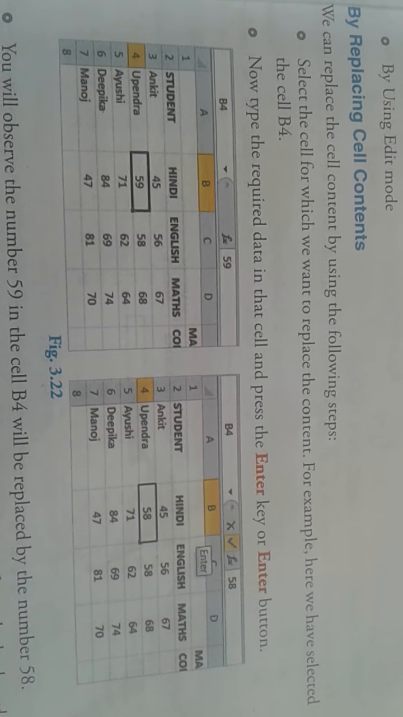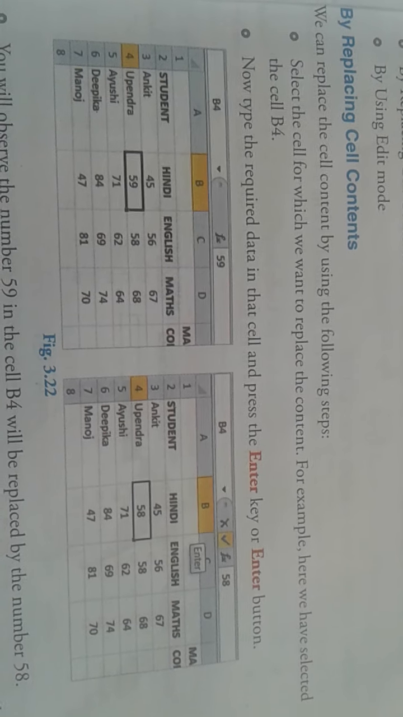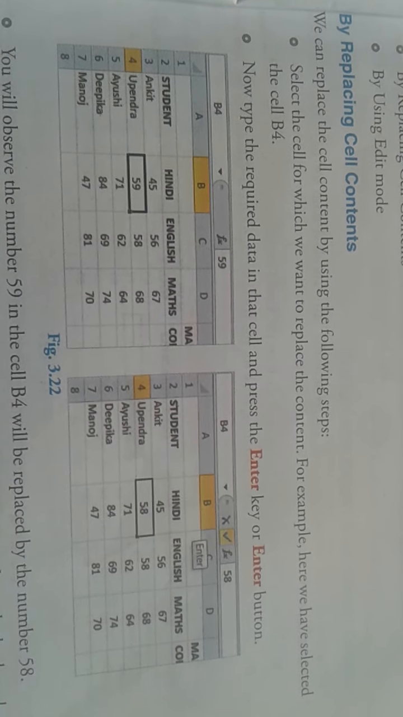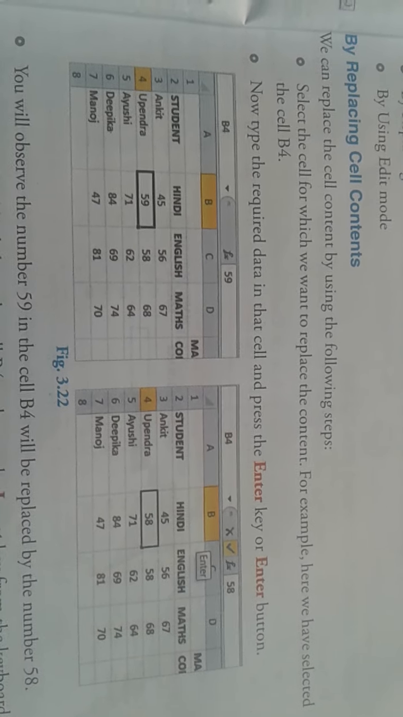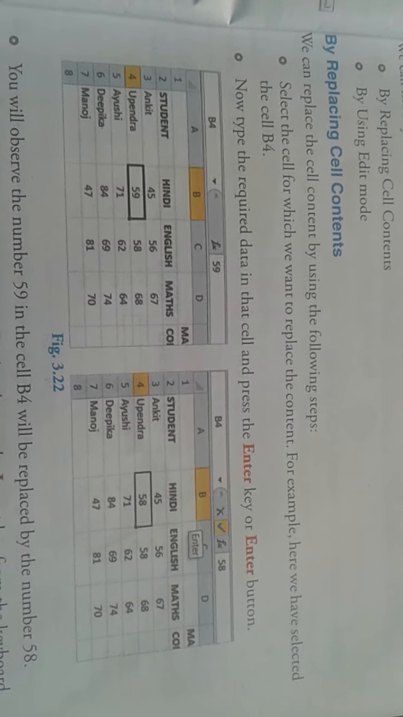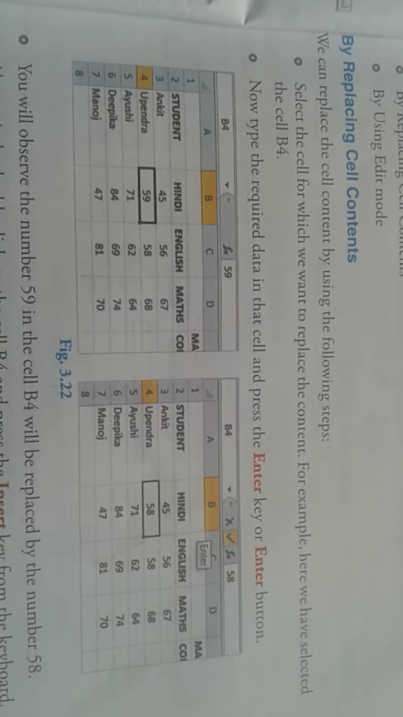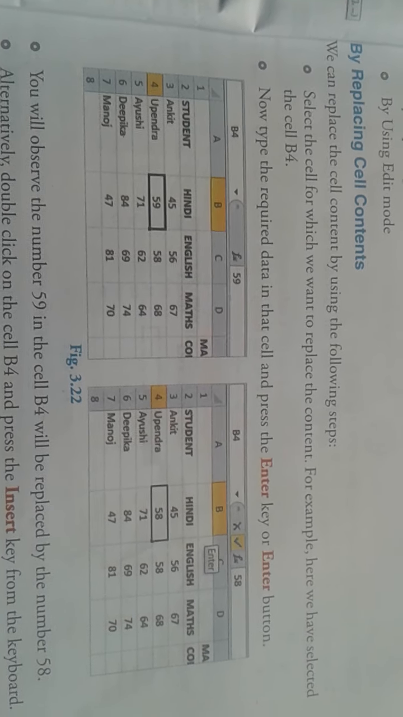Alternatively, double click on the cell B4 and press the insert key from the keyboard. Type the number in the cell. You will observe that the previous number will be replaced by this new number. So this is the method through which we can edit the number. Edit means whenever we make some changes on the numbers. If you want to do some changes in a particular document.